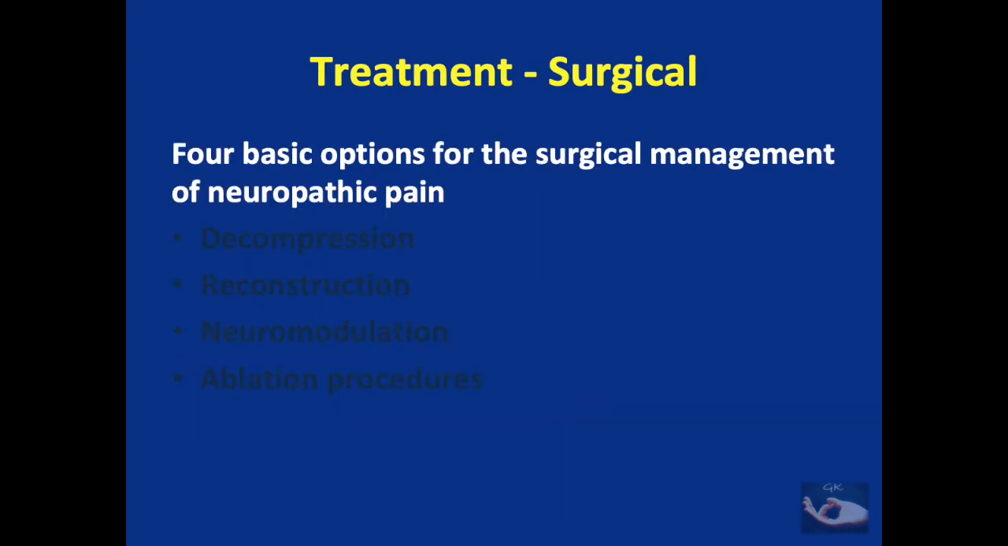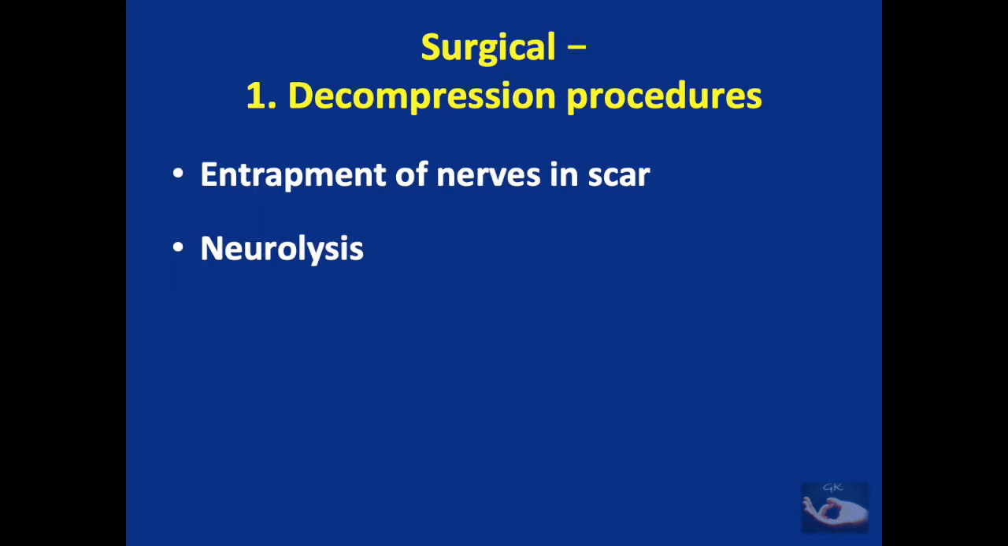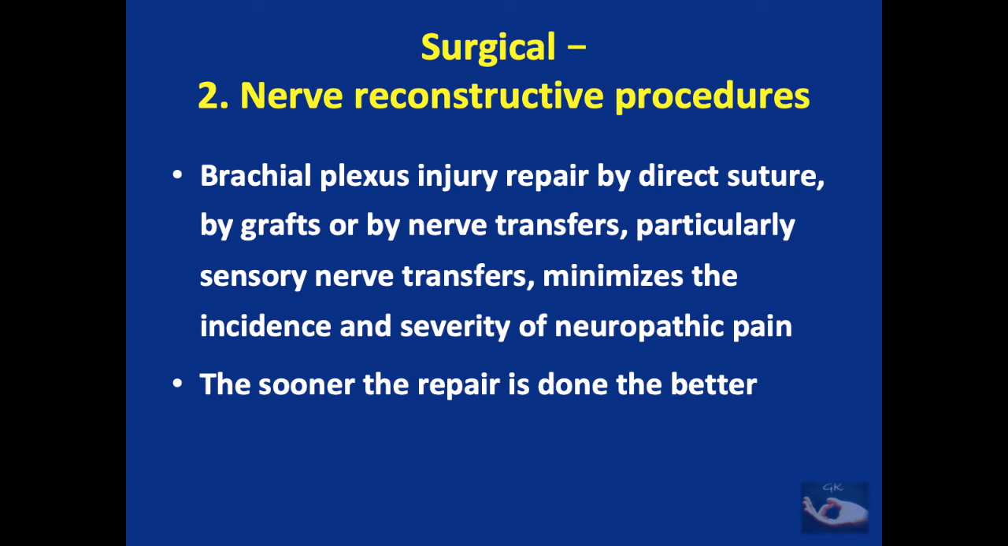There are four basic options for the surgical management of neuropathic pain: decompression, reconstruction of the nerves, neuromodulation, and ablative procedures. Neurolysis is a decompression procedure which releases the entrapment of the nerves in the scar, relieving the pain. Nerve reconstruction procedures like direct suturing or grafts or nerve transfers minimize the incidence and severity of neuropathic pain.